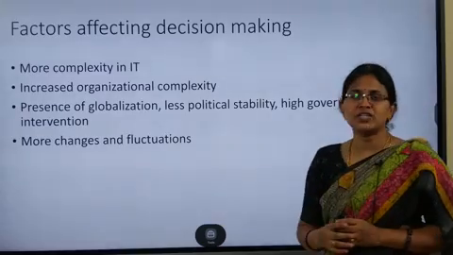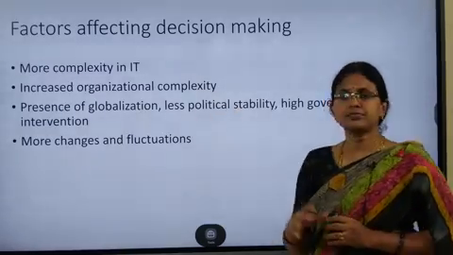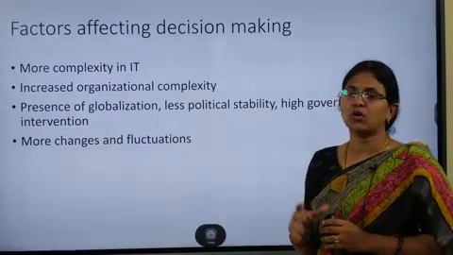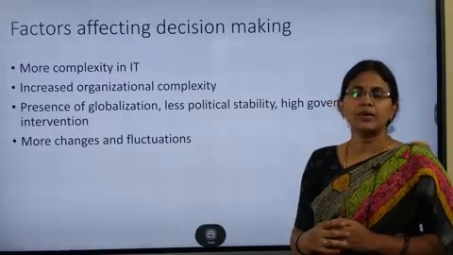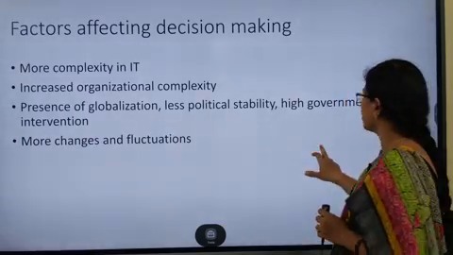So these are the four major factors which affect the decision making process. First one is more complexity in IT, second one is organizational complexity, third one is globalization, and the fourth one is more changes and fluctuations.